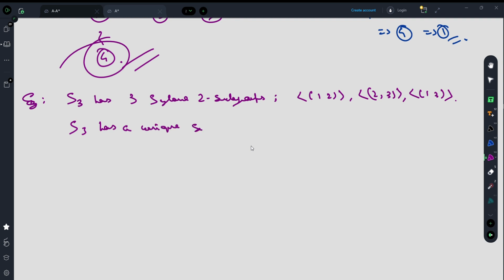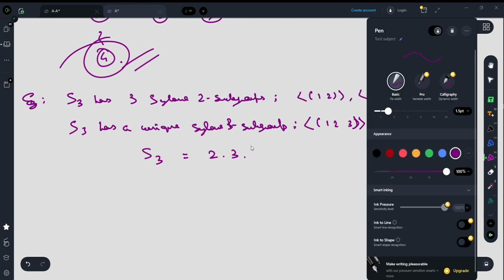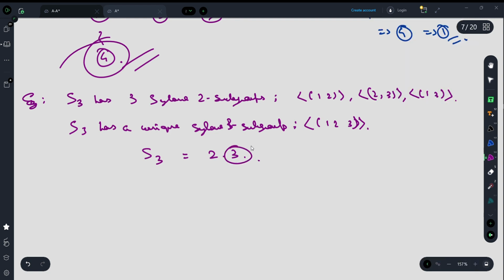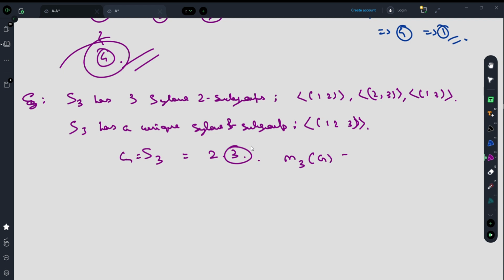S3 has number of Sylow 3, so I guess it's 1. Yes, S3 has a unique Sylow 3 subgroup, and it's precisely the subgroup generated by the cycle (1 2 3). What is the order of S3? It's 6, right? So it's 2 into 3. We're talking about Sylow 3 subgroups, right?